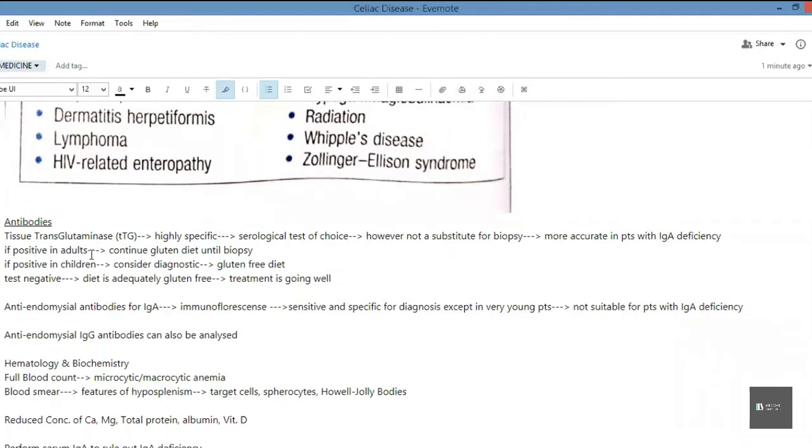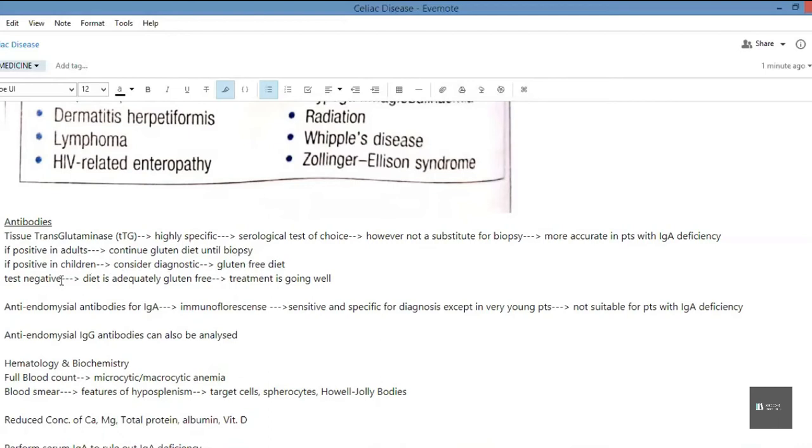If this test is positive in adults, you still continue the gluten diet until a biopsy is done and a definitive diagnosis is reached, and then you tell the patient to go on a gluten-free diet. However, if it is positive in children, we can consider it diagnostic, and in that case, we don't need to put them through endoscopy and biopsy, and we can proceed to put them on a gluten-free diet.